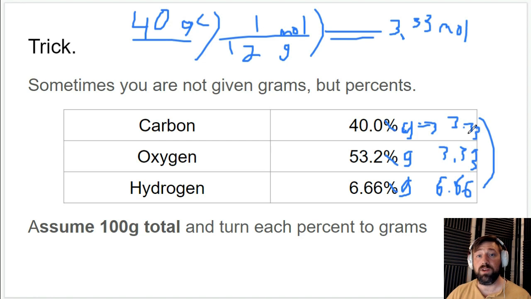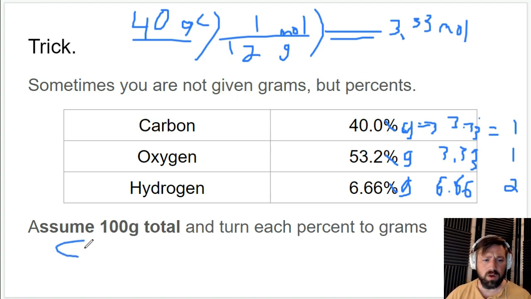From there, you're going to do the exact same thing we did before, where we take the lowest number of moles, in this case 3.33, and so that makes this 1, that makes this 1, and that makes this 2. So we're going to have 1 carbon for 1 oxygen for 2 hydrogens. So it's the same example that we've been working with.